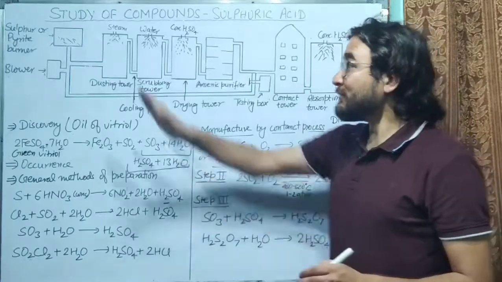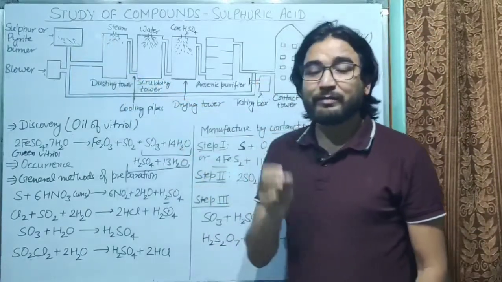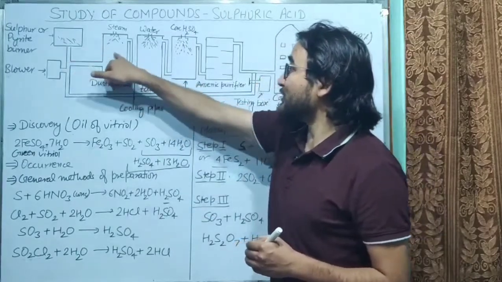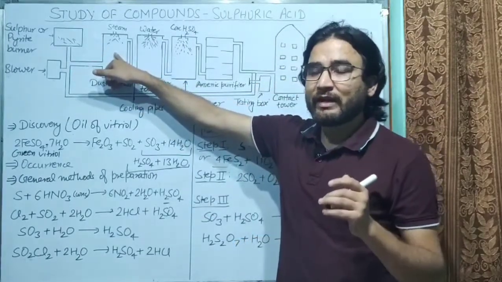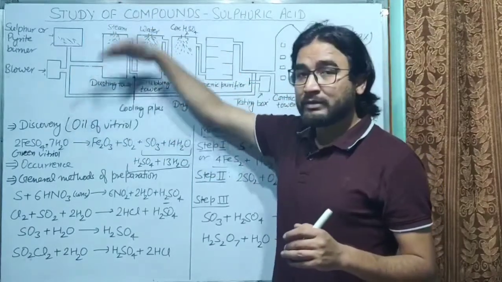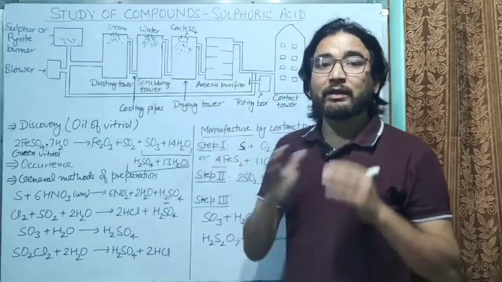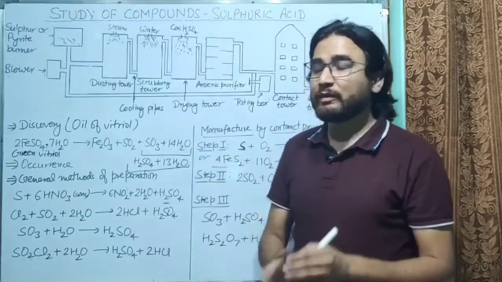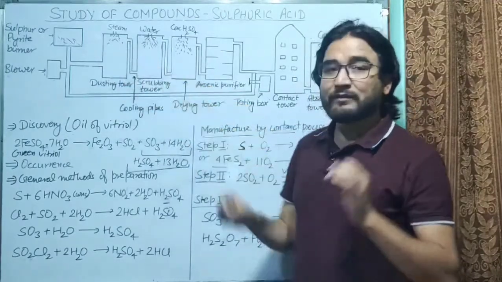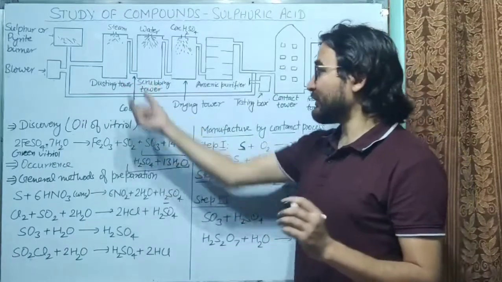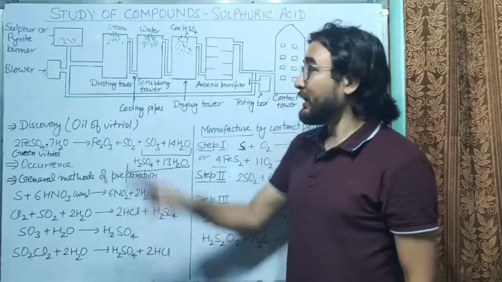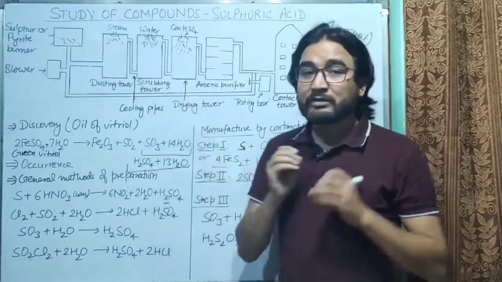Now when the sulfur dioxide gas is obtained, there may be various impurities present in it. So what do we do? We first of all pass the sulfur dioxide gas through the dusting tower. In the dusting tower, steam is passed and the particles of impurities will settle down. Now the sulfur dioxide gas, after the purification, is passed through cooling pipes. Sulfur dioxide gas is cooled here and then it is passed to the scrubbing tower.